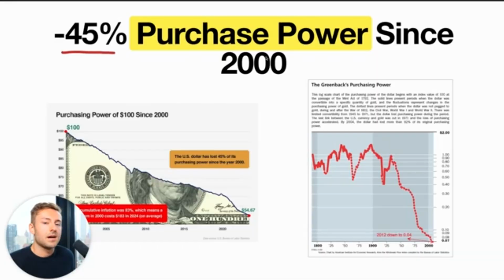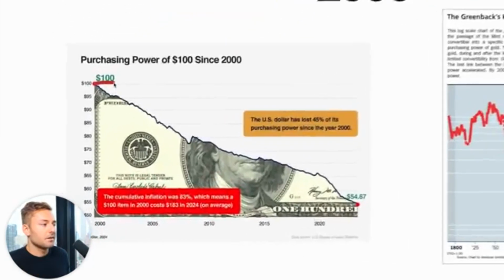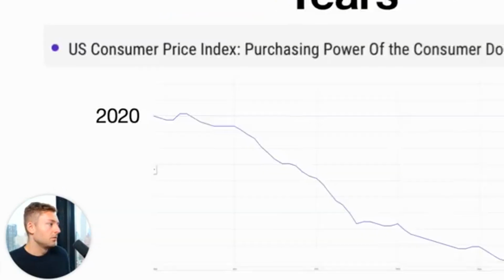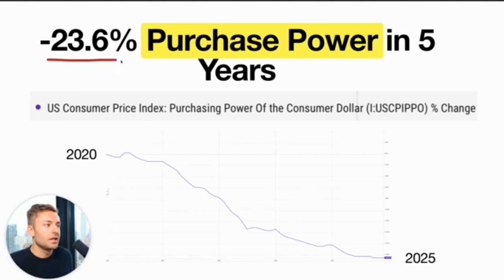First, let's talk about the store of value and why crypto poses an enormous investment opportunity in my opinion. 45% of the purchasing power since the 2000s has essentially been eroded by the Federal Reserve and the global markets, taking the purchasing power of $100 now equaling only $54 over the course of 24 years. What's even more alarming is that 23.6% of the buying power has been lost in just the past 5 years, from 2020 to 2025.